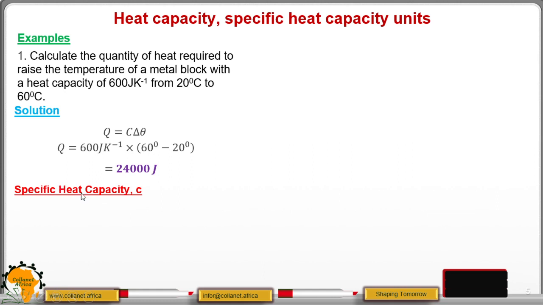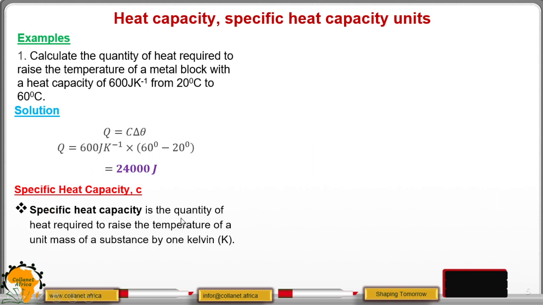Then from there, we can move to specific heat capacity, small c. Now this one is the quantity of heat required to raise the temperature of a unit mass of a substance by 1 Kelvin. Remember now, when we are talking about heat capacity, we are talking of a given mass. But now here we are specific. We want a unit mass. So you have 1 kilogram and then you want to see the energy that is required to raise the temperature of that 1 kg by 1 Kelvin. So that is what we call specific heat capacity of a body.